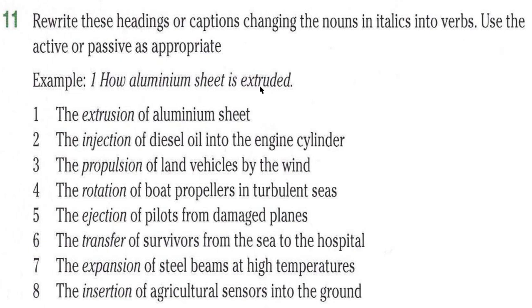Now let's move to exercise number 11. Rewrite these headings or captions, changing the nouns in italics into verbs. Use the active or passive as appropriate. Let's have a look at sentence number 1. The extrusion of aluminum sheet. So, it will be how aluminum sheet is extruded. You have to do the same with the rest of the sentences. Take your time. When you finish, play the video again to check your answers.